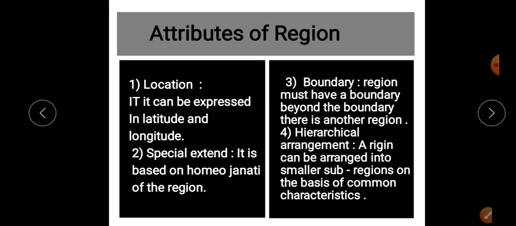Third, boundary. The region must have a boundary, and beyond the boundary there is another region. For example, India has neighboring countries, for example, China, Pakistan, Bhutan, Nepal, Bangladesh. Why do we say these are neighboring countries? Because there is a political boundary between these countries and India. At the Wagah border, we say that the boundary is between India and Pakistan. So the boundary is also one of the important attributes.